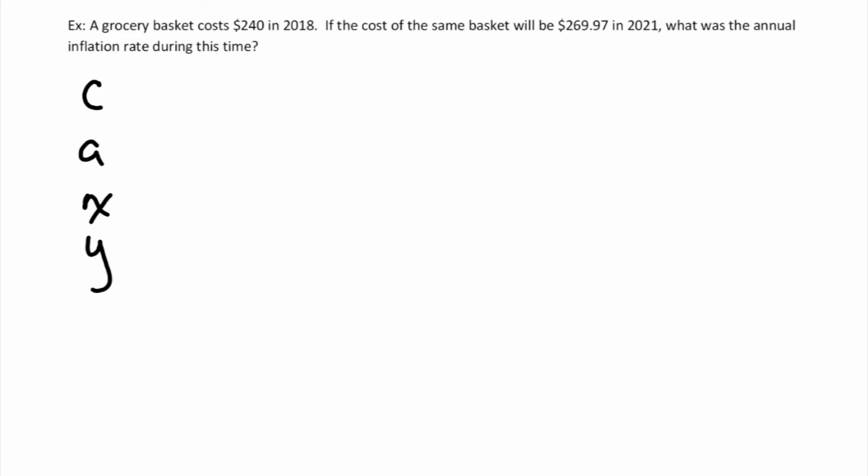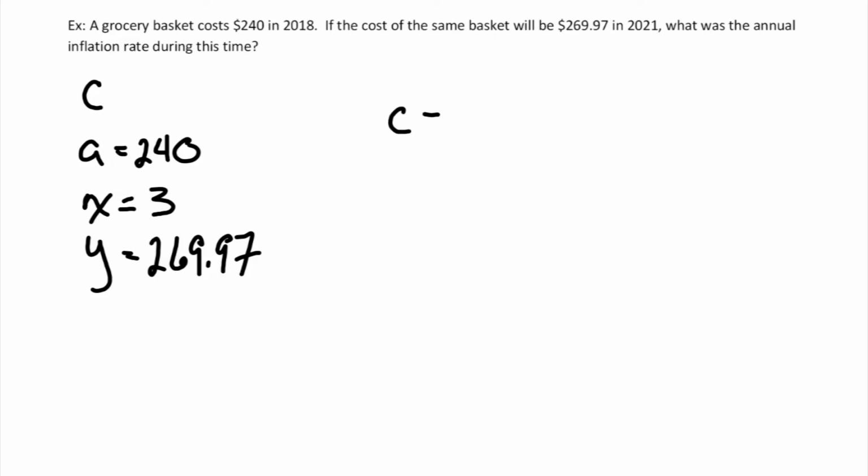I'm told that the grocery basket initially cost $240, so there's my A value. It ends up costing $269.97, so that's my Y value. Now I just need to find the X. Going from 2018 to 2021 is a 3-year period. Now I can go ahead and use the equation that we were shown previously, where C is equal to the X root of Y over A. I can now plug in the values.